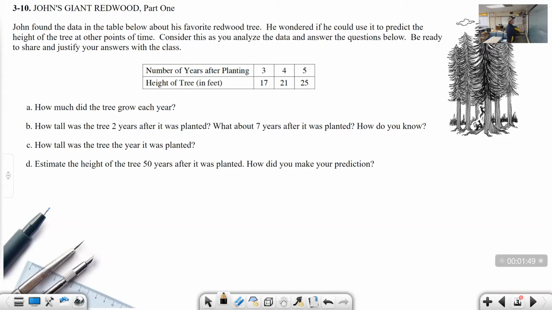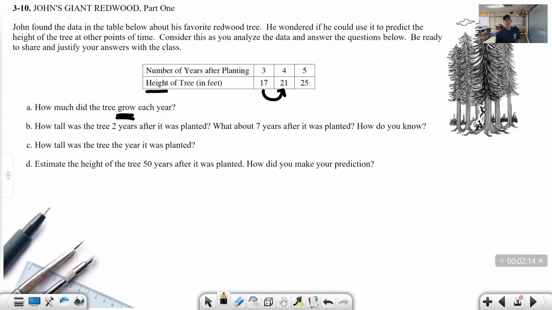So here we go. Letter A. You'll notice there are 4 lines down at the bottom for us to answer these 4 questions. Letter A. How much did the tree grow each year? Now this is talking height. How much did it grow?